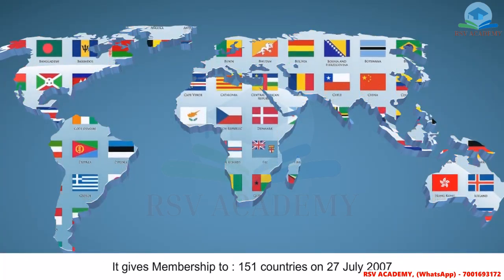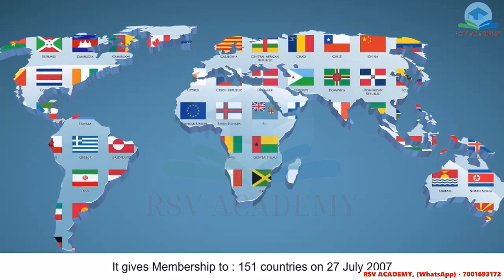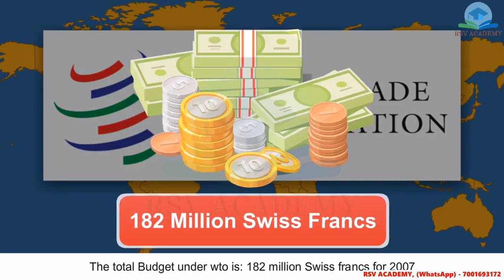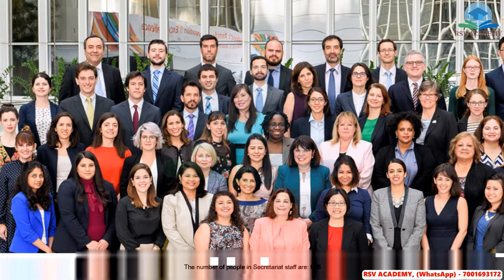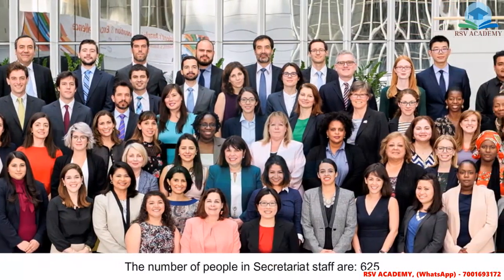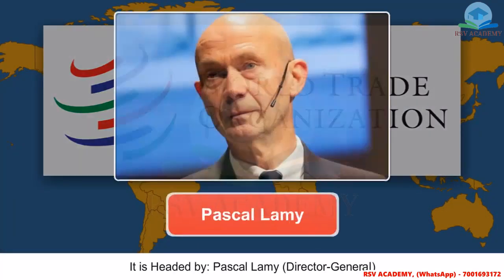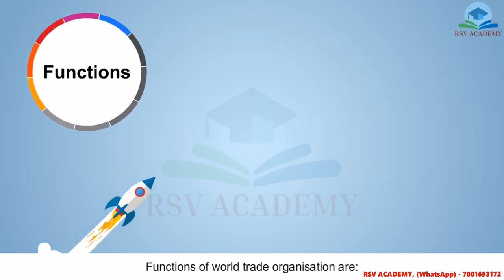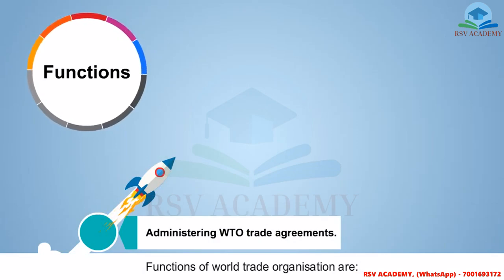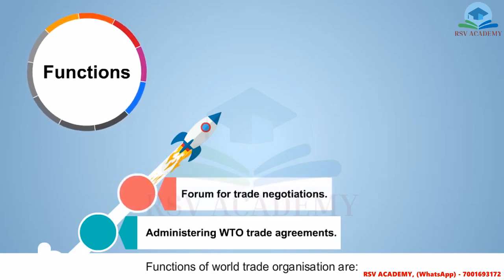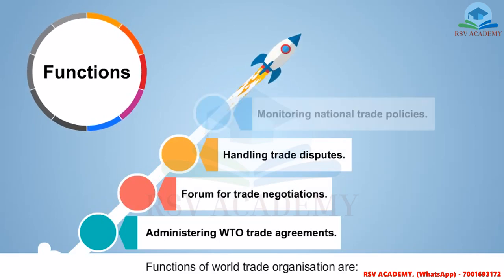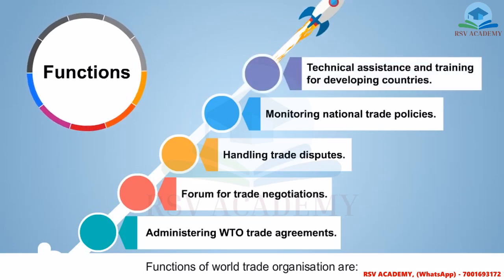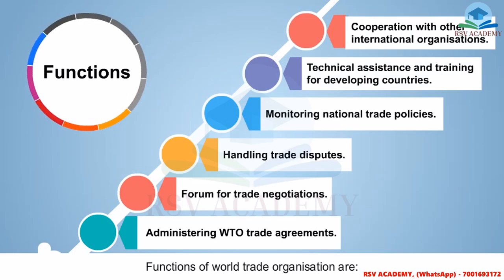It gave membership to 151 countries on 27 July 2007. The total budget under WTO is 182 million Swiss francs for 2007. The number of people in the Secretariat staff is 625. It is headed by Pascal Lamy, Director General. Functions of the World Trade Organization are administering WTO trade agreements, forum for trade negotiations, handling trade disputes, monitoring national trade policies, technical assistance and training for developing countries, and cooperation with other international organizations.